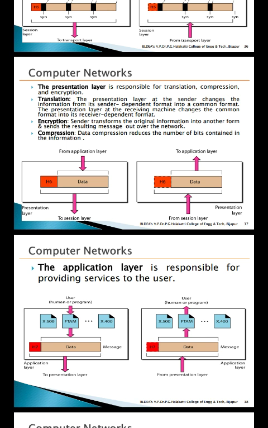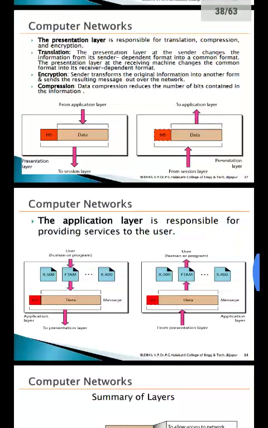Now, what do you mean by encryption? The sender transforms the original information into another form and sends the resultant message out over the network. This is what you call encryption, converting it into a format so that others cannot intrude into the information. For protection purposes, you do the encryption of the information. Now, to reduce the size of the data which you want to transfer, you use compression. Compression reduces the number of bits contained in the information.